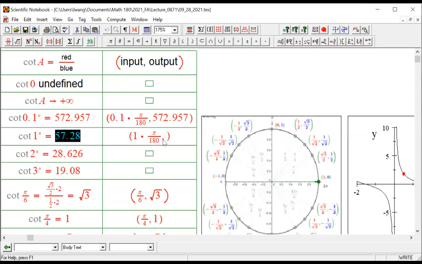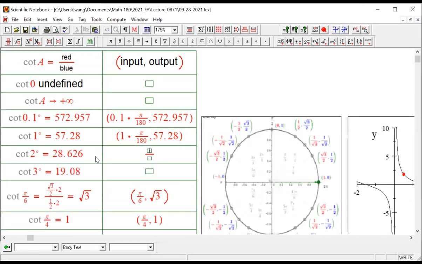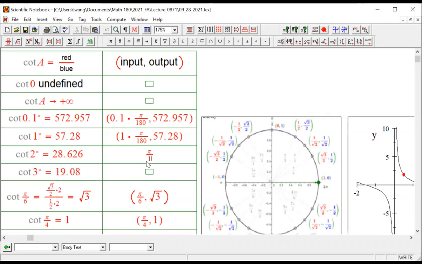That's 57.28. Okay, so this is review all the way back to pre-algebra. 180. Okay. And then you have 2 degrees. 2 multiply that, and the output is 28,626. So once again, you cannot plot degree. You have to plot the radian in the picture. So how do you convert degree to radian?